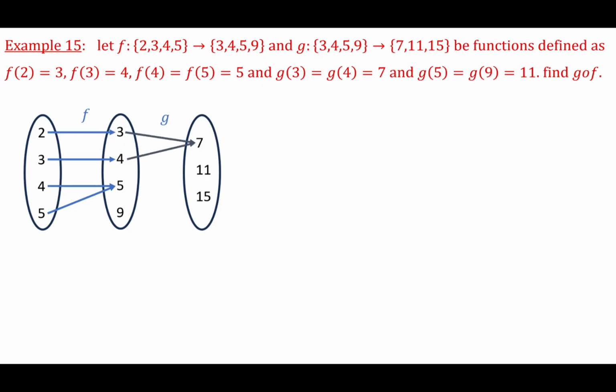And 5 and 9 give 11. We have to find g circle f. G circle f is nothing but g of f of x.